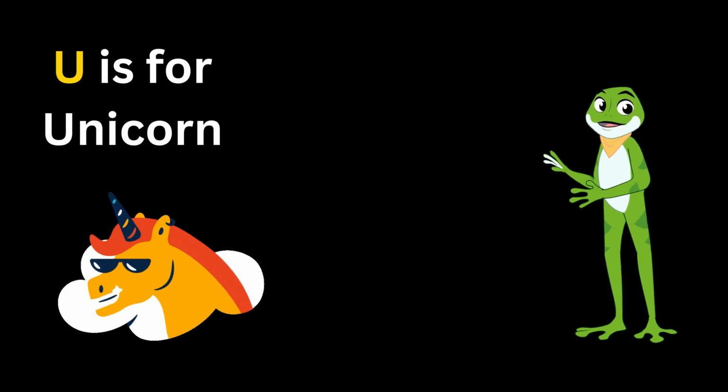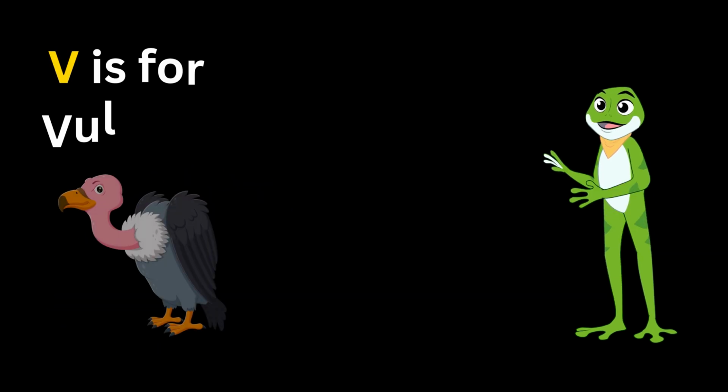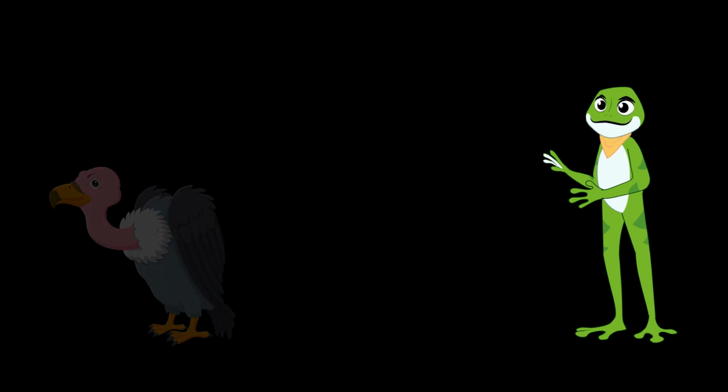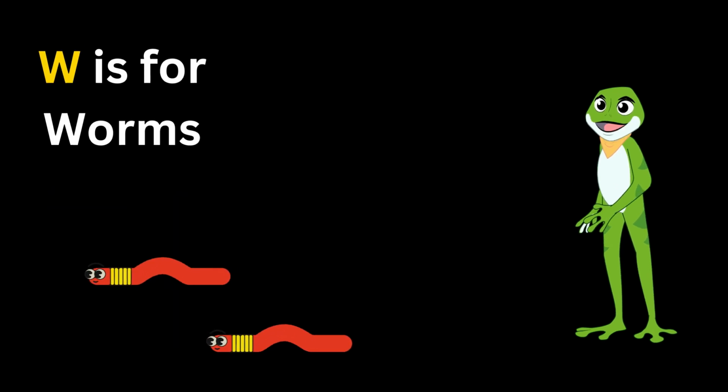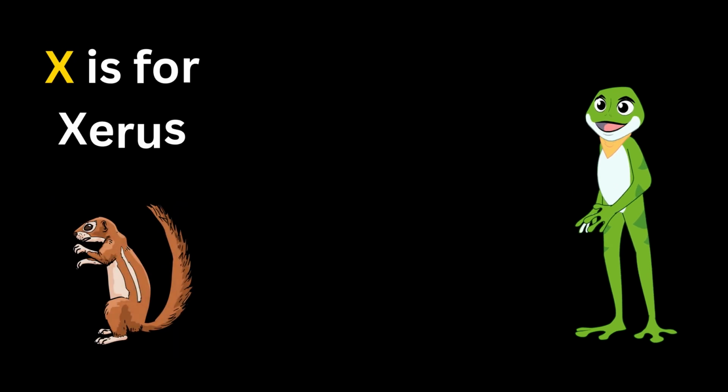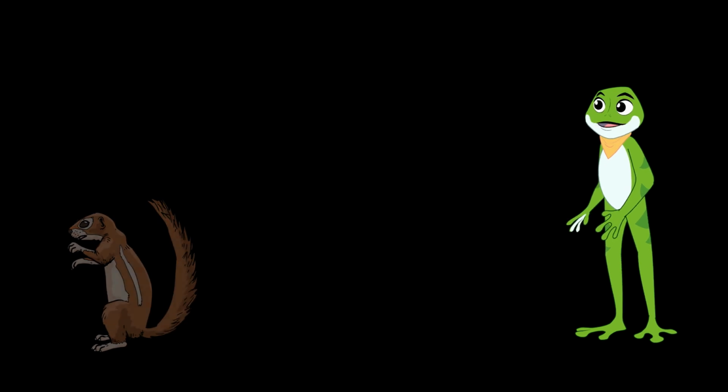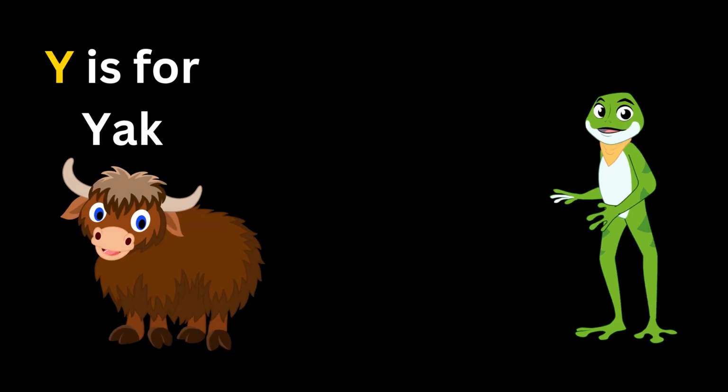U. U is for unicorn. V. V is for vulture. W. W is for worms. X. X is for xerus. Y. Y is for yak.